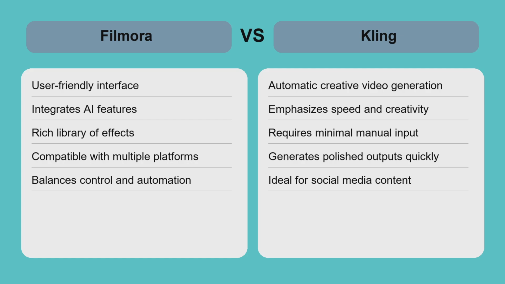Real-world, Filmora fits video creators producing tutorials, ads, or presentations, while Kling is best for social posts, promos, or artistic clips where AI creativity leads.